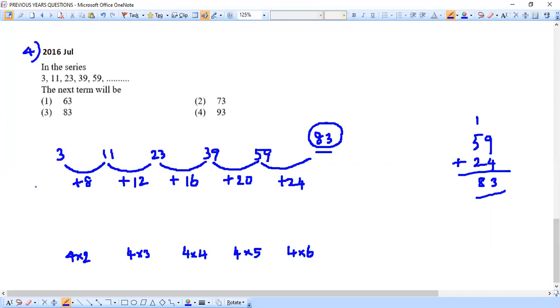Yeah. So the thing is, the first difference that we found itself is giving us a very clear pattern. See the numbers here, plus 8, plus 12, plus 16, plus 20. So very simple. If we just continue it, we'll be getting plus 24 here. They are just the numbers we see in 4 tables. Very simple. Otherwise, we can even go for the second difference.